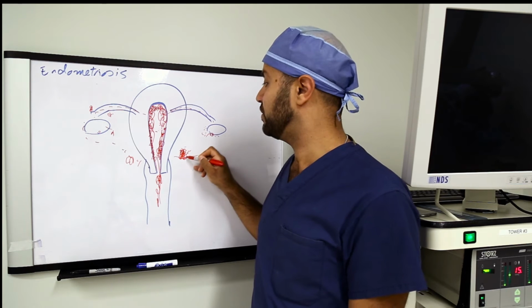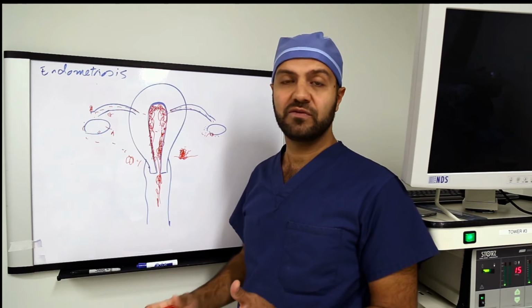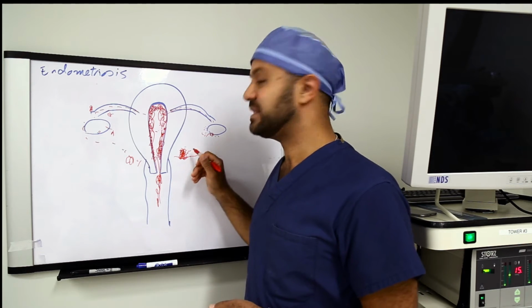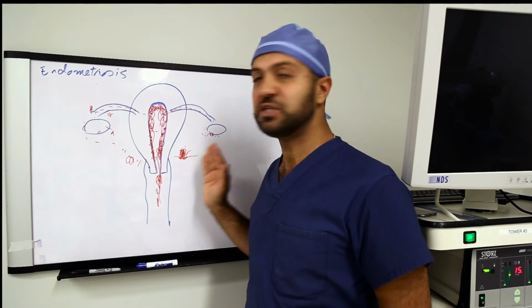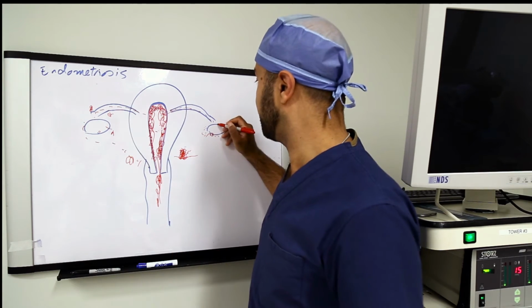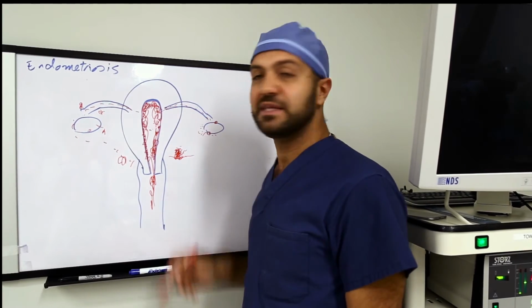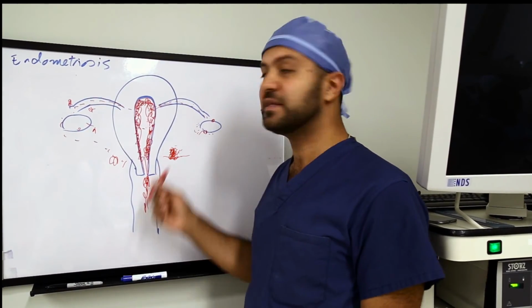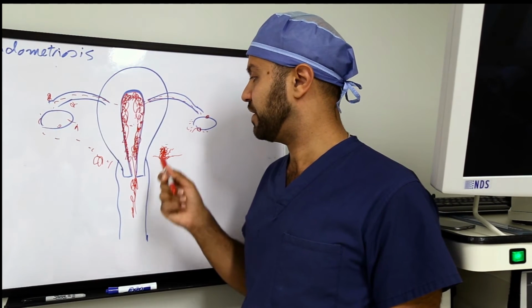Now, you have endometriosis somewhere it doesn't belong. This is the definition: endometrium where it doesn't belong. This is the definition of endometriosis. It could be on the ovary, it could be on the tubes, it could be even outside the uterus where it does not belong. Now, what is the problem with having this tissue here?